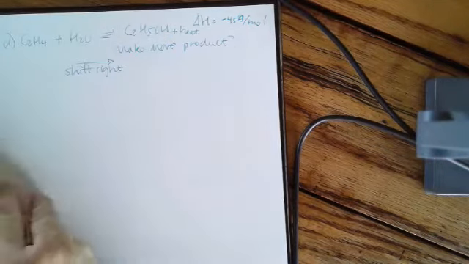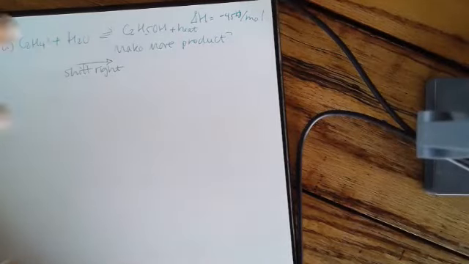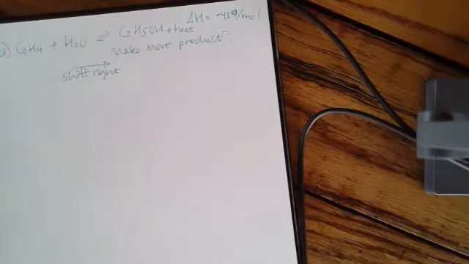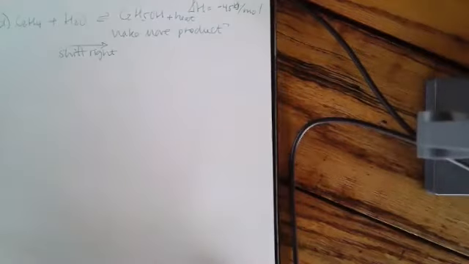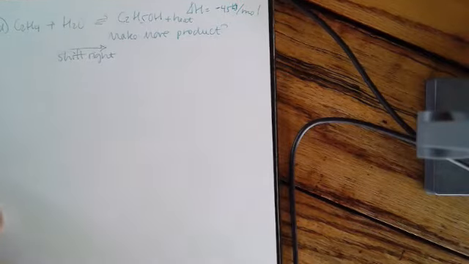What could you do? Did you come up with anything? It says come up with two ways. What if we add a catalyst? A catalyst will get you there faster, but it won't give you more. So catalyst affects your kinetics, but not your amount of product.